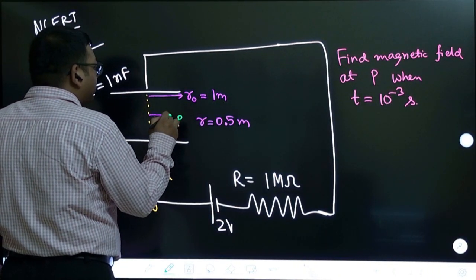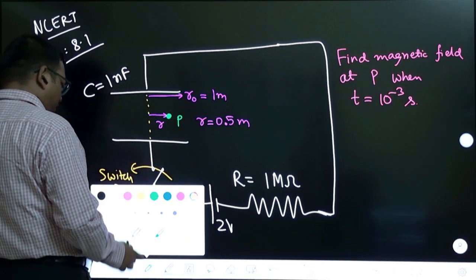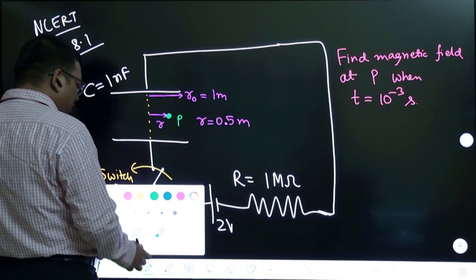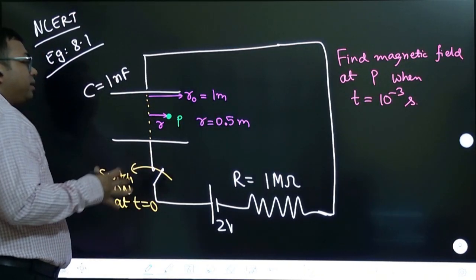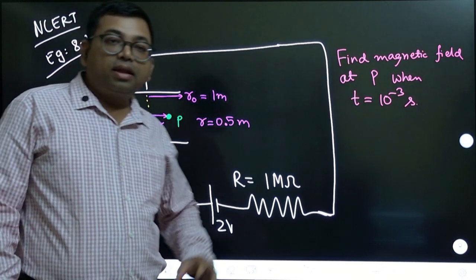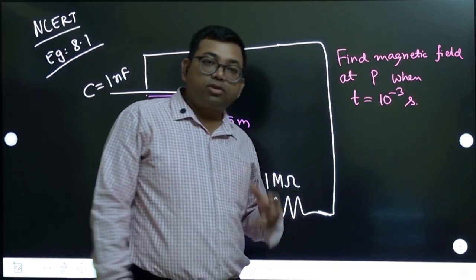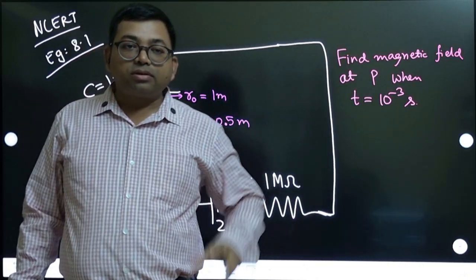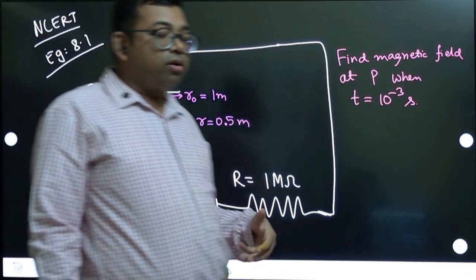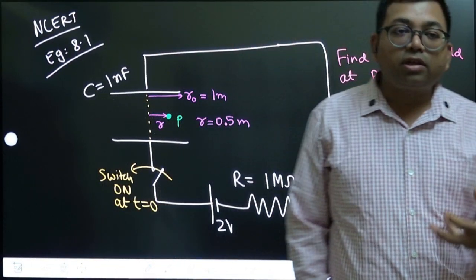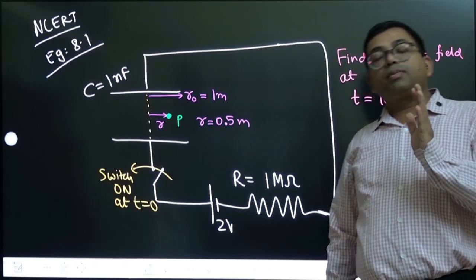This is the point where we want to calculate the magnetic field. Note that inside there is no wire, so the only current is the displacement current, and that displacement current we first need to calculate. Because in Ampere's Circuital Law, as modified by Maxwell, we need to know the displacement current.